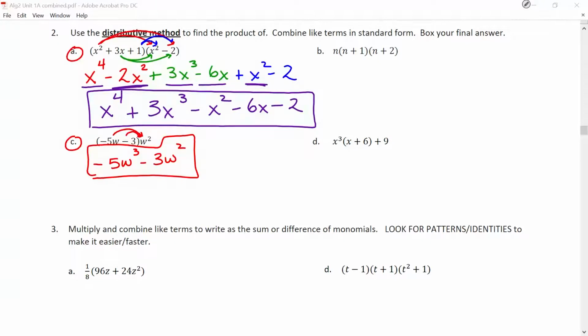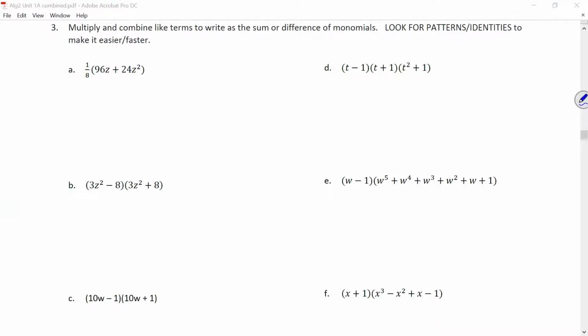really good at it. In number 3, we'll multiply and combine like terms to write the sum or difference of monomials. Look for patterns or identities to make it easier or faster for you. Okay, now this is alluding to the patterns that we kind of skipped over a little bit on pages 4 and the top of 5 in this packet. Anyway, so we've not gone over those, and so we won't see those patterns, but we'll do these using polynomial multiplication.